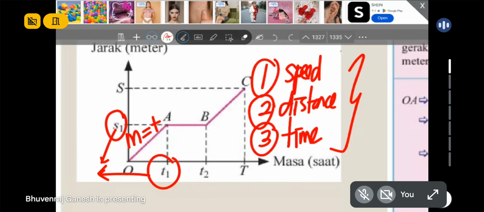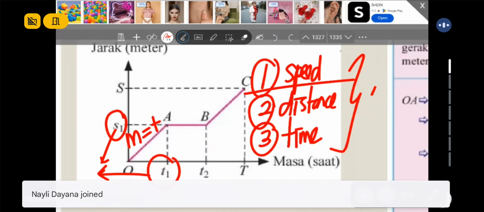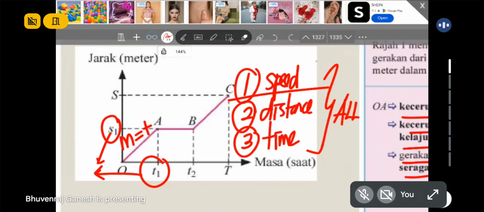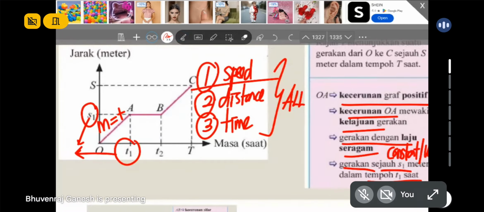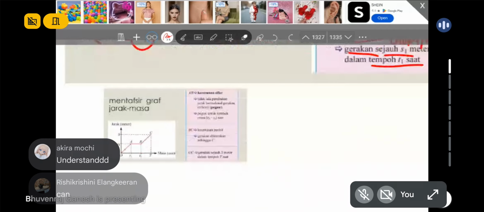Okay? Faham guys? So jangan bagi tahu saja, contoh bagi tahu laju saja, tak bagi tahu jarak dan masa, tak dapat markah penuh. Okay? To get full marks, all the 3 must have. All. Okay? Understand? Are you all clear? Boleh. Okay, so next one.